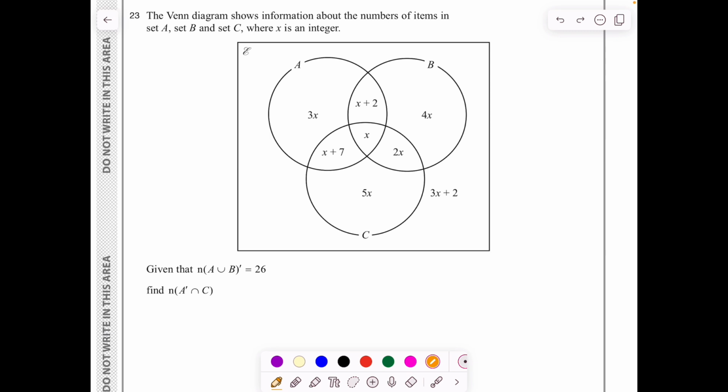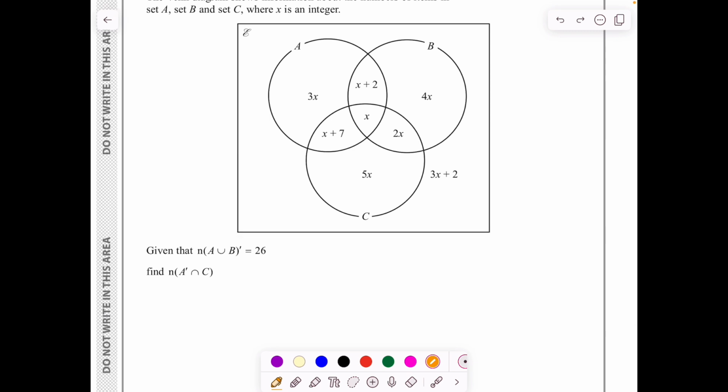Okay, so this one was also another interesting one. So here we know that A or not A or B gives you 26. So if you first of all work out what A or B is, so let's do that. A or B is all of this. So A or B is that. That means I want whatever is left over because I want not A or B.